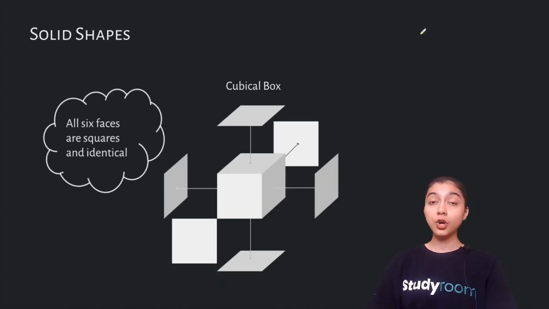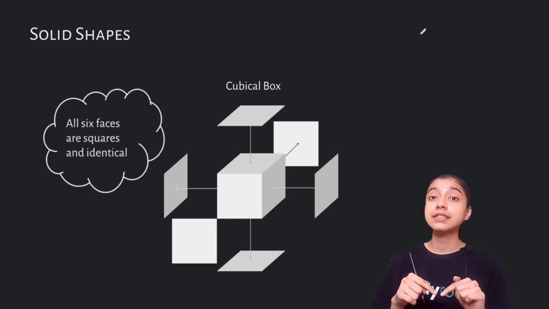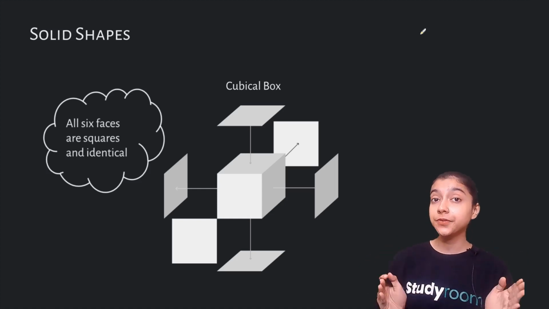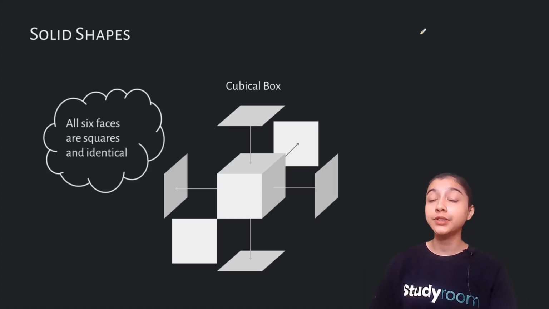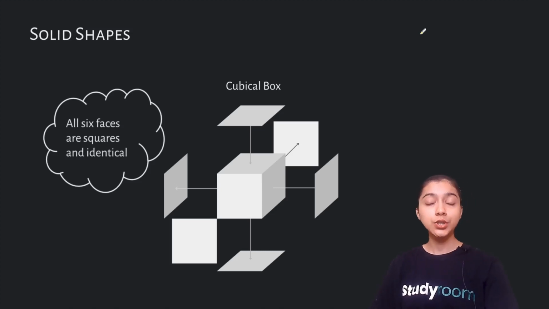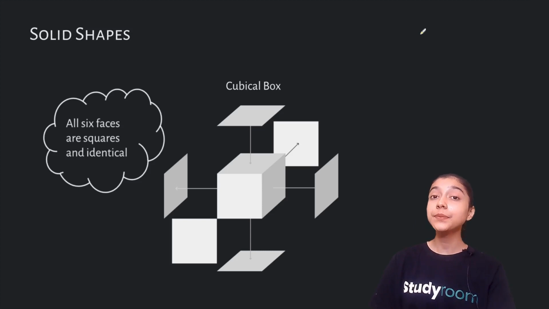The next solid shape that we have over here is a cube. Let us take a cubical box. What is it made up of? A cubical box will be made up of 6 identical square faces. In a cube, each of the faces is a square and each face will be identical to the other 5 faces. So we can say a cuboidal box, or simply a cubical box, or simply a cube, is made up of 6 identical square faces.